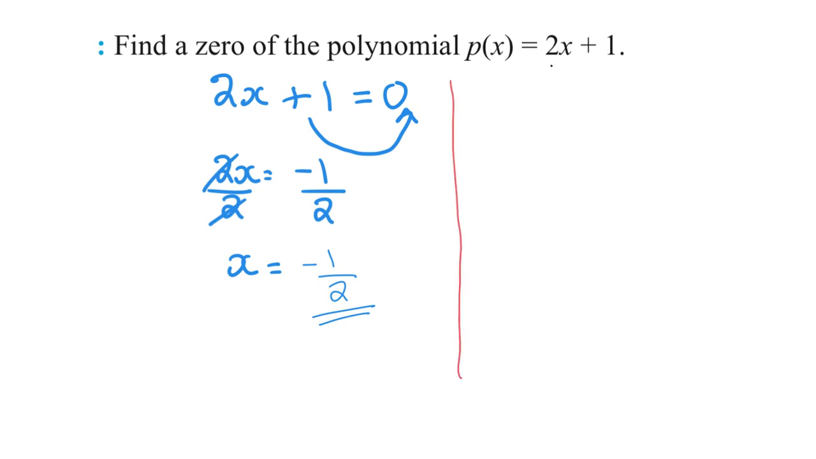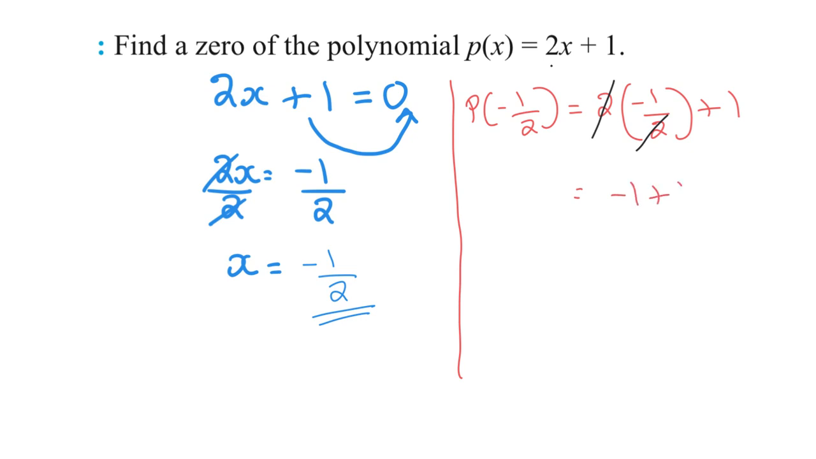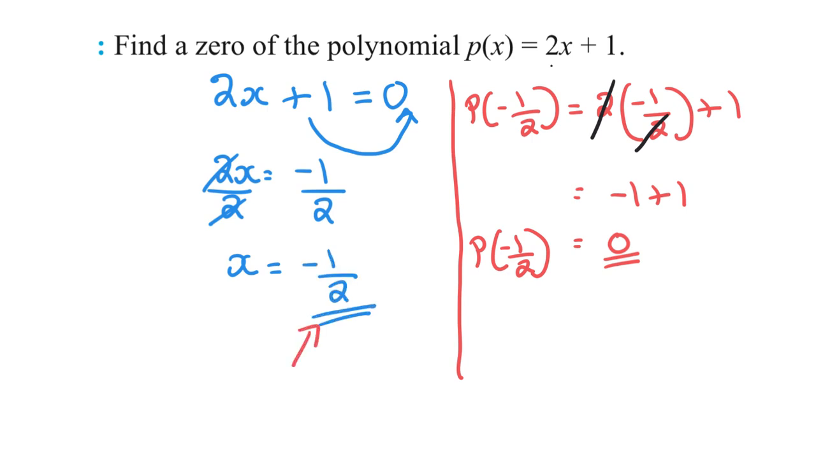Let us see. P of -half is equal to, you know how to find the value, 2 times. Wherever you have x, plug in -half. -half plus 1. Can I cancel out this 2 with this 2? And I'm left with -1 plus 1. Do you see now? When x is -half, the value of the polynomial is 0. So for this polynomial, -half is called the 0 of the polynomial, or the root of the polynomial.